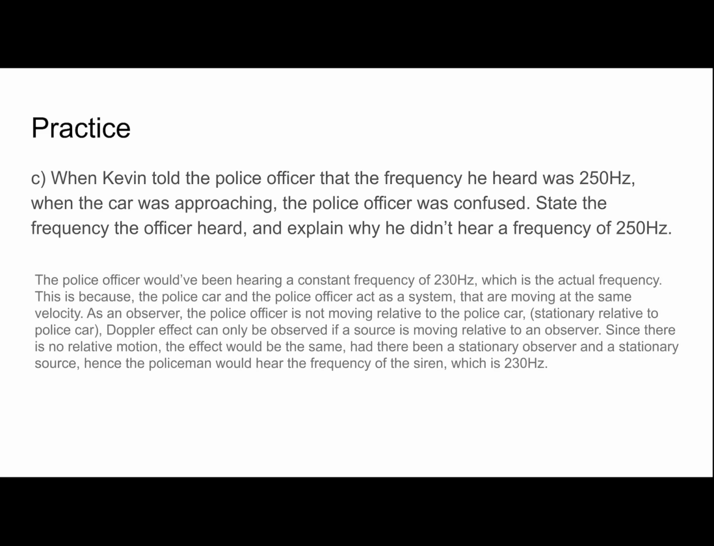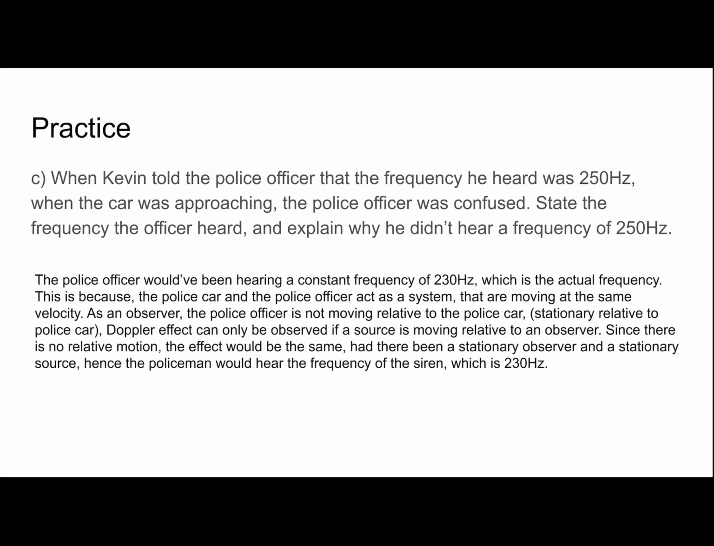This is because the police car and the police officer are acting as a system, and the police officer is actually traveling at the same velocity as the car. So they're both going in a certain direction at the same speed, which means that their velocity is the same, and therefore there's actually no relative velocity between them. In other words, the officer is stationary with respect to the police car. And because of that, we can consider it as no Doppler effect. So the Doppler effect is not a factor in this case.